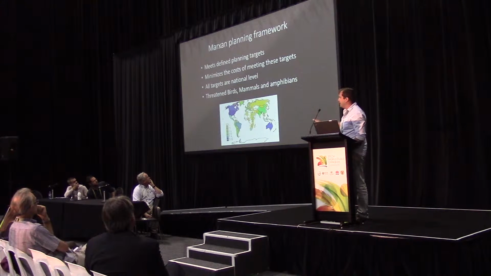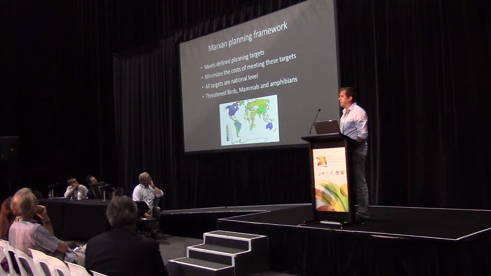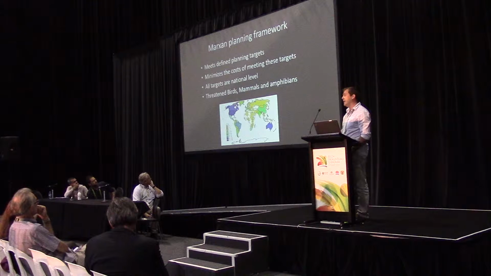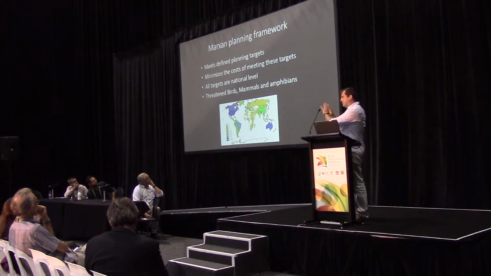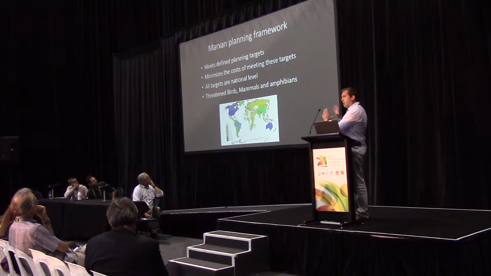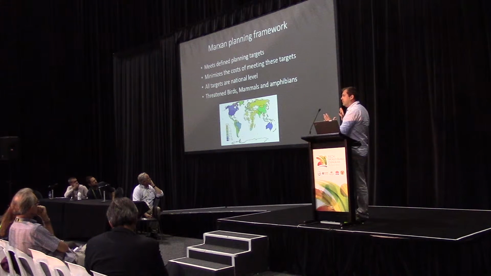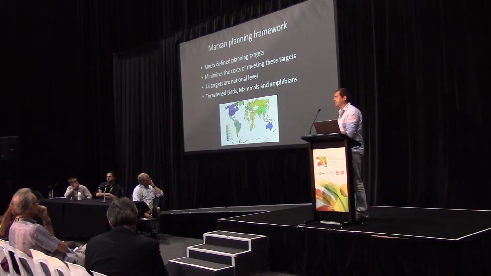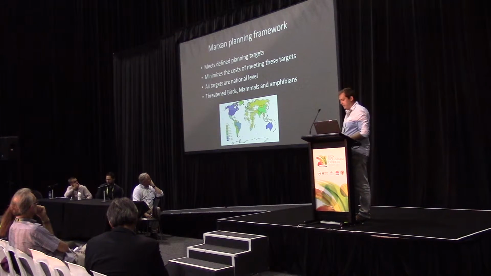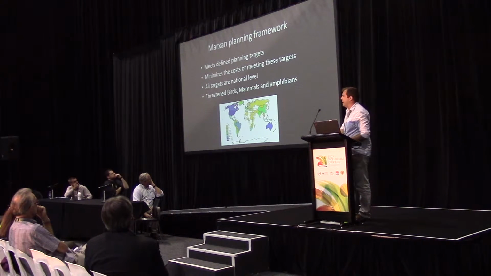We're using a lot of the same data sets, same techniques that Stu covered, so I'm not going to cover them at all, except to reiterate that we're doing this global scenario building in the context of nations. So nations have to meet their targets. We know there's no global protected area network. We're talking about national protected area networks. Everything's national in scale, though the maps are global.